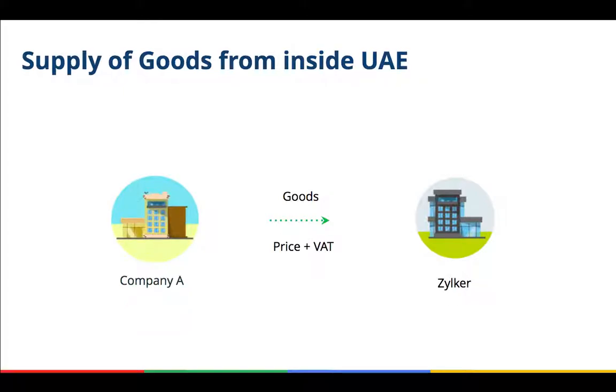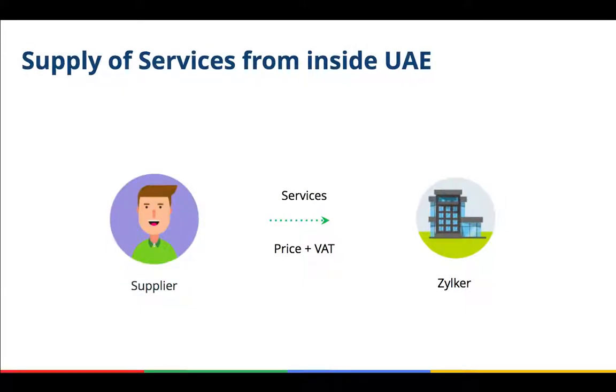As you can see over here, there is a supply of goods from inside UAE. So company A is supplying goods to Zilker, which is inside a designated zone. So Zilker has to incur the price plus the VAT amount. Over here you can see the supply of services from inside UAE. The supplier supplies services to Zilker, which is inside a designated zone, and the company inside this designated zone has to pay the price plus VAT amount.